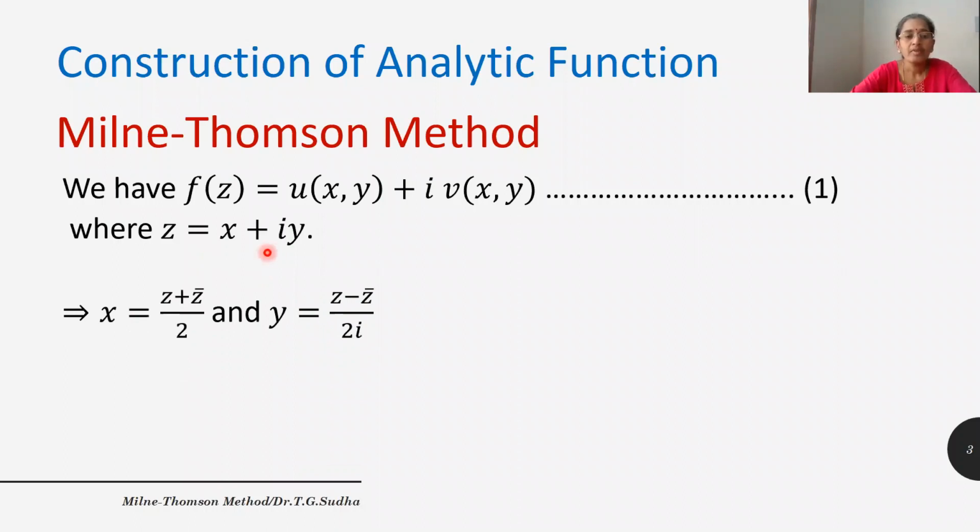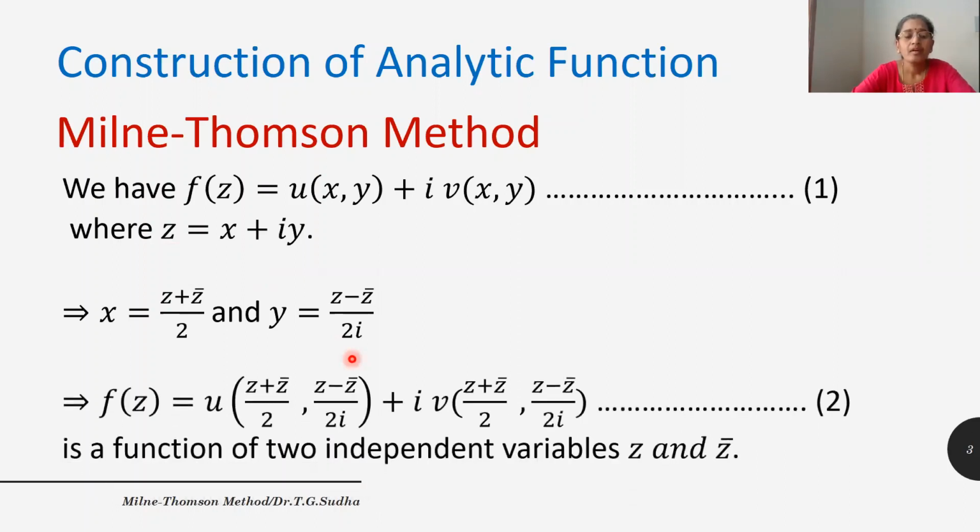When z is equal to x plus iy, z bar, the conjugate of z, is x minus iy. In this case, x is equal to (z plus z bar) by 2 and y is equal to (z minus z bar) by 2i. On substituting the values of x and y in f of z, that is in expression 1, we get f of z is equal to u of (z plus z bar) by 2 comma (z minus z bar) by 2i plus i into v of (z plus z bar) by 2 comma (z minus z bar) by 2i.